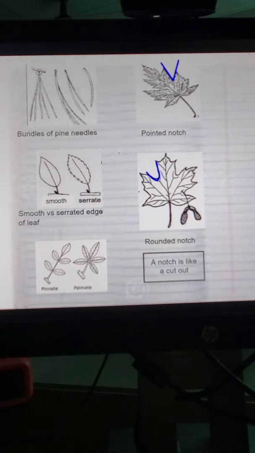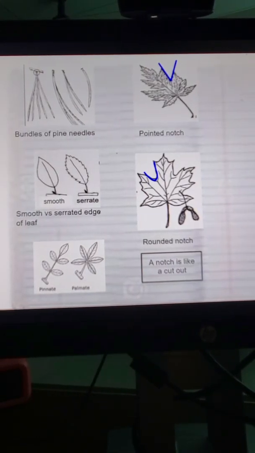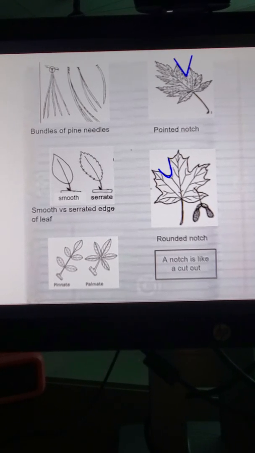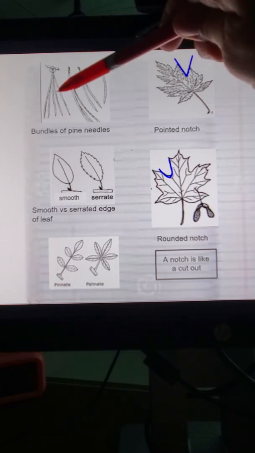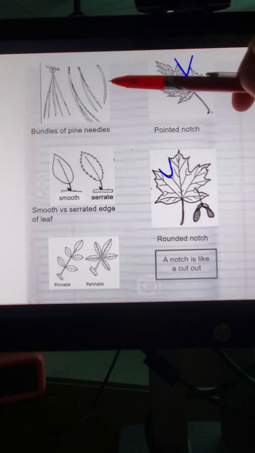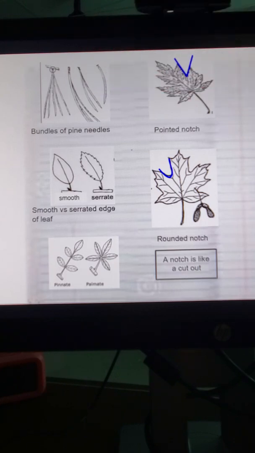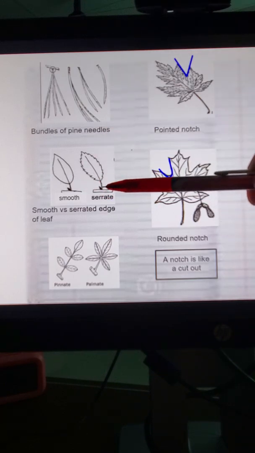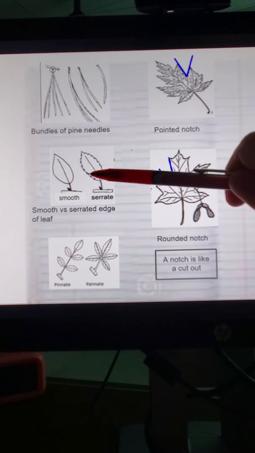But here are the new words and vocabulary that you need to know, because they have been used in STAR test questions and benchmark questions. So we had bundles yesterday, but a bundle is just a collection of things that are somehow attached together. And here we have a bundle of 5 needles. It looks like 3 needles, 2. This would not be a bundle because it's only 1.